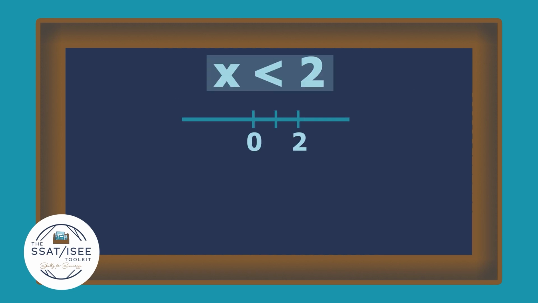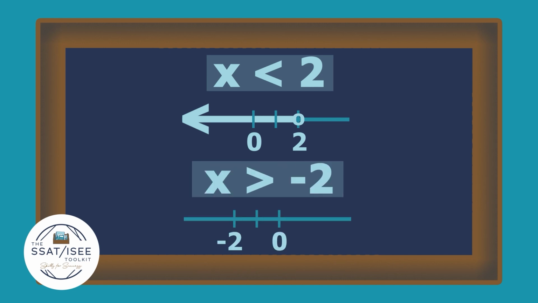If you are graphing an inequality on a number line, use an open circle for a less than or greater than sign. The open circle means that the number is not included in the answer. For example, in the first problem, x is less than 2, there is an open dot on 2, and the arrow is drawn toward all the numbers smaller than 2.